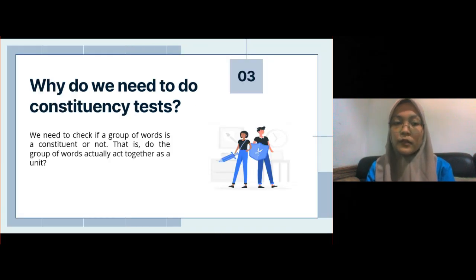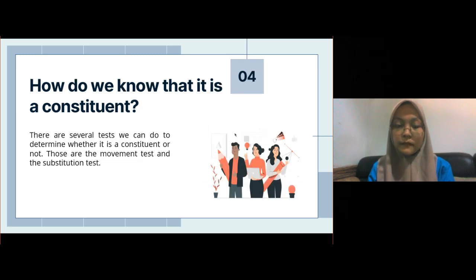Why do we need to do constituency test? We need to check if a group of words is a constituent or not. That is, do the group of words actually act together as a unit? And how do we know that it is a constituent? There are several tests we can do to determine whether it is a constituent or not. Those are the movement test and the substitution test.